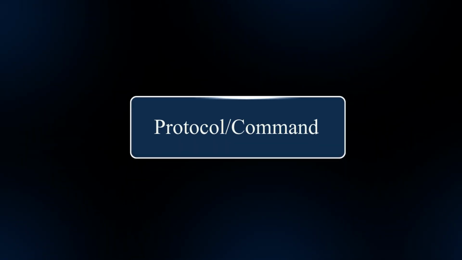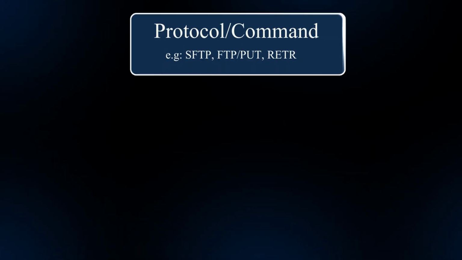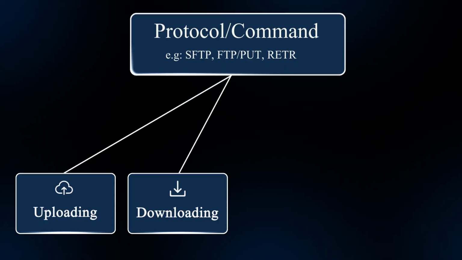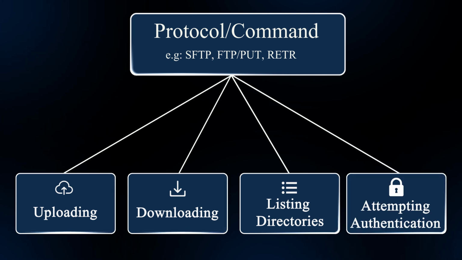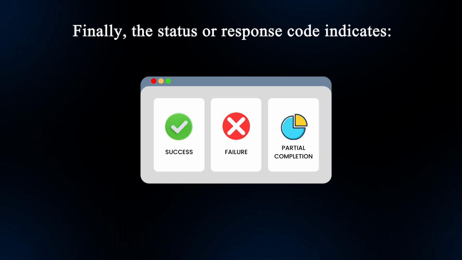Then comes the protocol and command, for example, SFTP put or FTP retr. This tells you whether the client was uploading, downloading, listing directories, or attempting authentication. Finally, the status or response code indicates success, failure, or partial completion. Once you learn this structure, you can read logs almost at a glance.